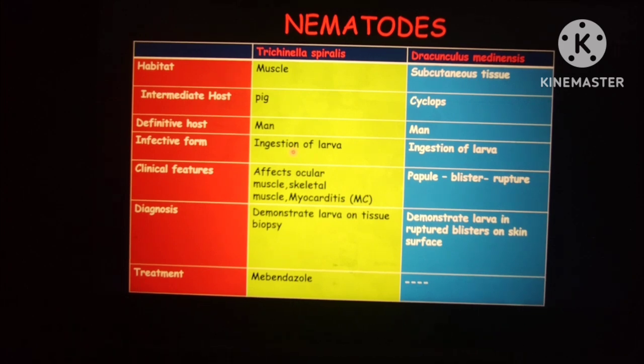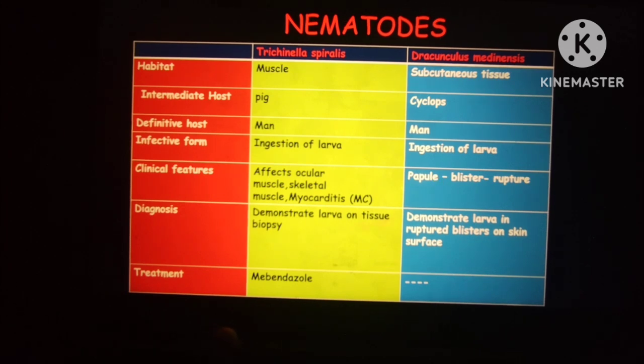Okay. So next, it usually affects the ocular muscle, skeletal muscle, and causes myocarditis. It is the most common manifestation. Here, at the site, first a papule develops, then a blister that ruptures, releasing a yellow sterile liquid. That is a key term here: the yellow sterile liquid will be released.